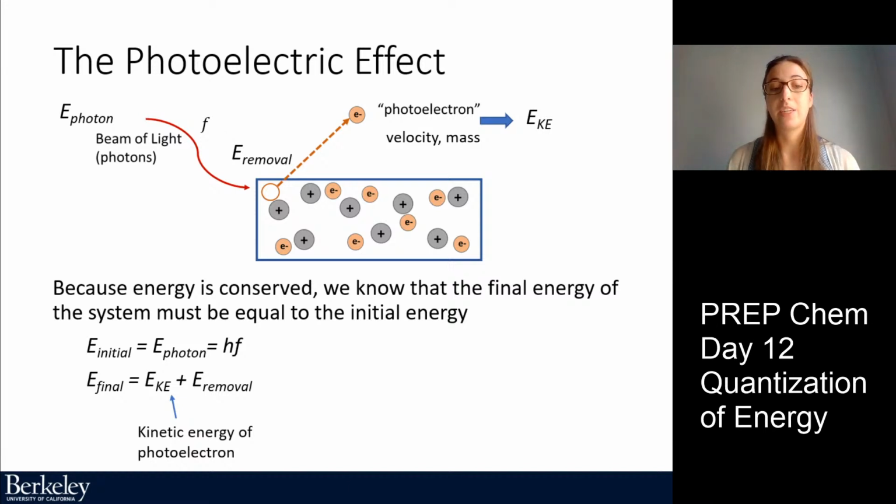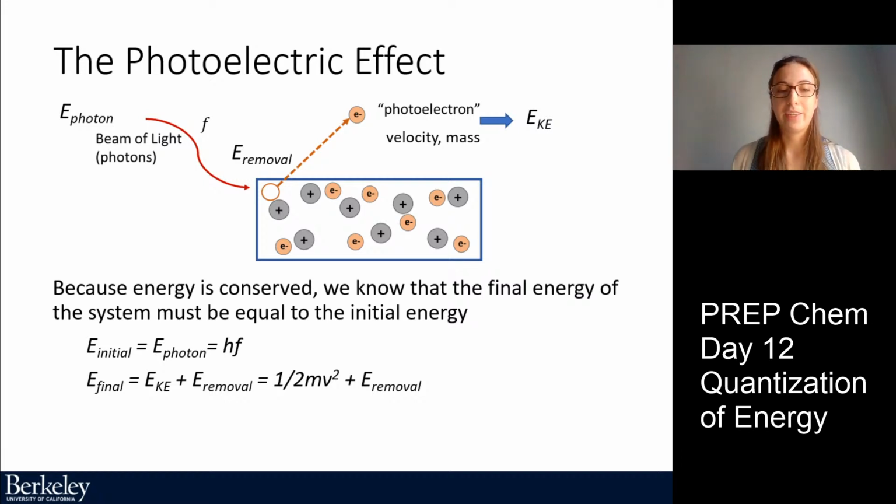So just to summarize, our final energy is composed of two quantities. The first is the kinetic energy of the photoelectron, and the second is the energy required to remove an electron from the metal. We can rewrite this using the equation for kinetic energy. Kinetic energy can be rewritten as 1/2 mv squared, where m is the mass of the photoelectron and v is the velocity of the photoelectron.